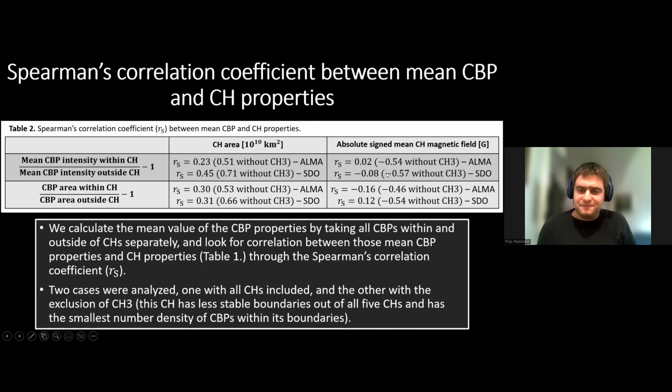Yeah. Oh, thank you. And if you look at the correlation between mean CBP properties and the absolute signed mean magnetic field, when you take all coronal holes into consideration again, you basically have no correlation at all because the value is almost 0. However, if you exclude the same coronal hole, CH3, you get quite a modest anti-correlation here. So this means that a higher value of the absolute signed mean magnetic field, or in other words, a high abundance of open magnetic field, is limiting the brightness temperature and size of CBPs within coronal holes to lower values than are found outside in the quiet Sun.